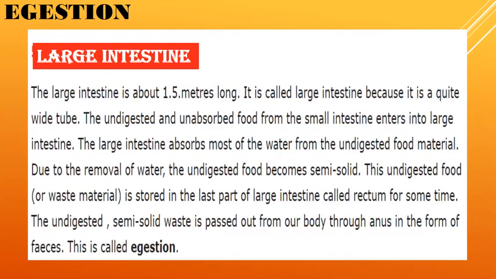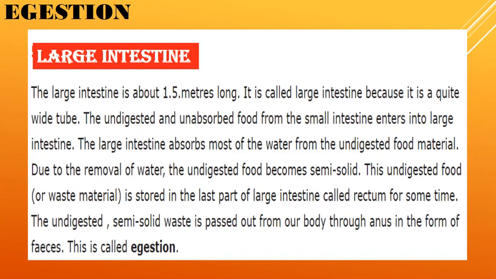Now we will discuss the process of egestion. It takes place in the large intestine. The large intestine is about 1.5 meters long. It is called large intestine because it is quite a wide tube. The undigested and unabsorbed food from the small intestine enters into the large intestine.